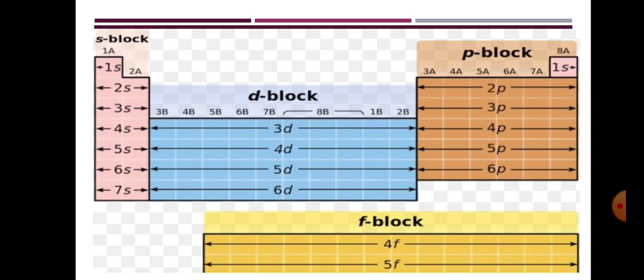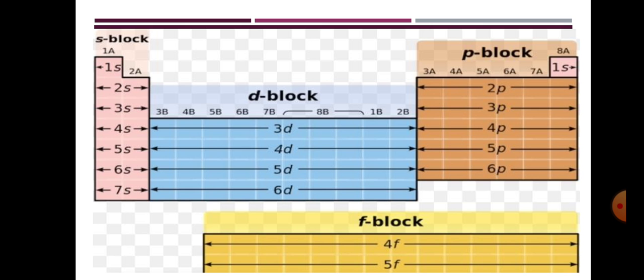S block, where the S orbitals are in the progress or are in the filling of the electrons. Like we can discuss the principle in the first 1s, 2s, 3s, 4s, 5s, 6s and the 7s. So the electrons are filling from the lower to the higher.